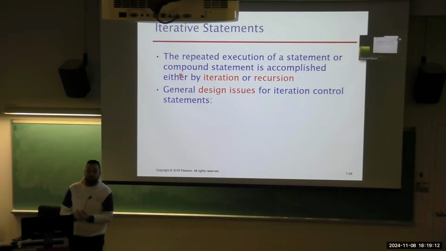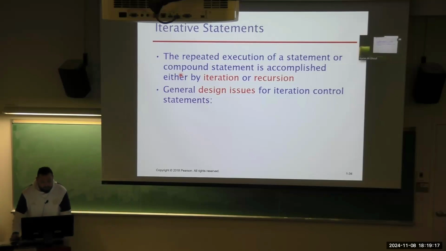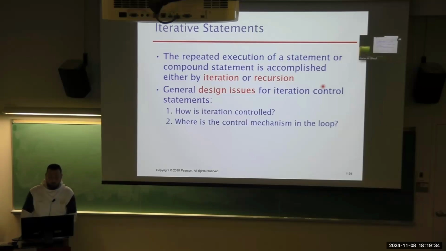Now we'll move to the iterative statements. That's the second one, which is based on the loops. The repeated execution of a statement or compound statement is accomplished by what? Iteration or recursion, guys, right? So we're going to focus here on the iteration. General design issues for iteration control statements can be two main design issues. How is iteration controlled? And where is the control mechanism?